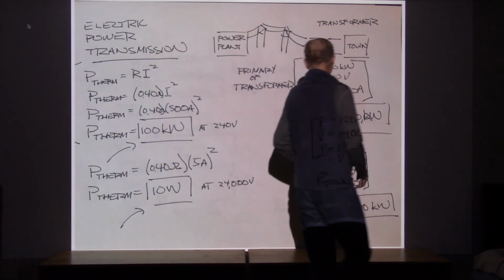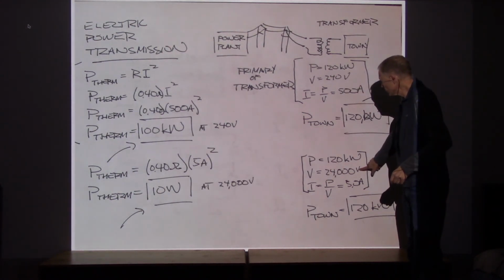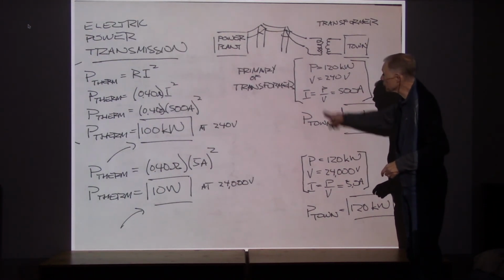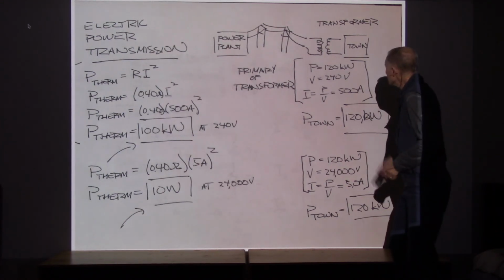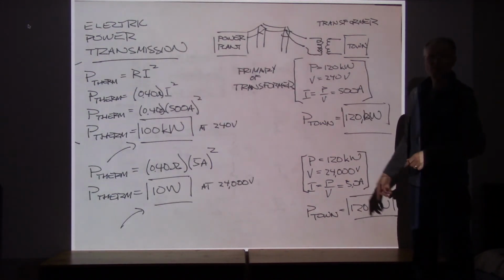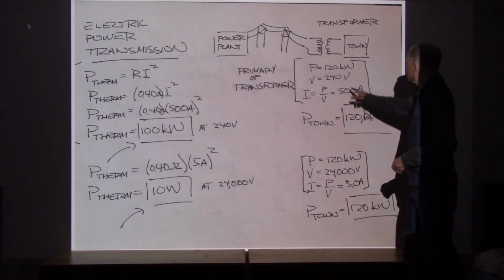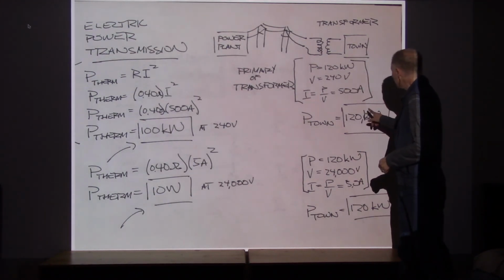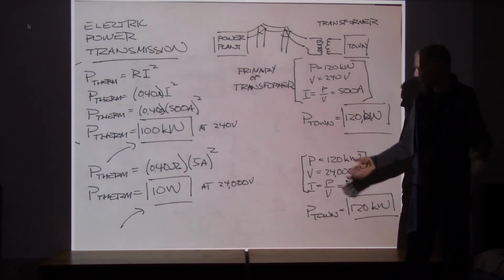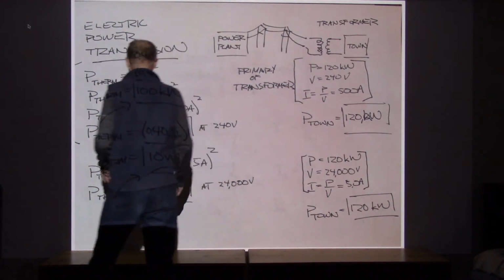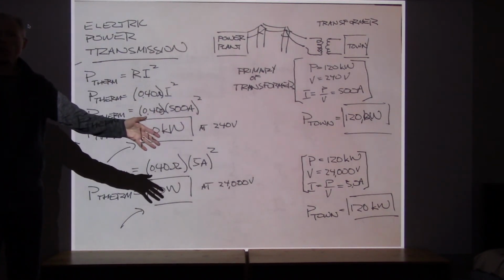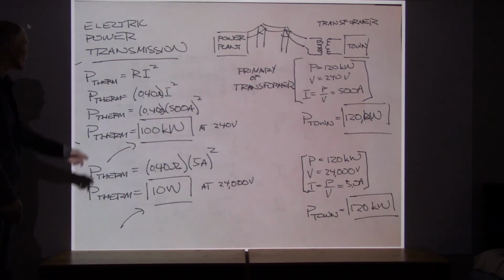Now the way to bring the current down is to boost the voltage. So here is the town now. It still has the same energy needs, same power, but this time we're going to have the wires operating at 24,000 volts. Here's the transformer leading into town, and this side of my transformer is going to be at 24,000 volts this time, instead of 240 volts. This time, instead of 500 amps, I only need 5 amps. 5 amps is nothing, right? Now, at 5 amps, when I calculate the thermal energy losses in my electricity transmission lines, it's 10 watts.